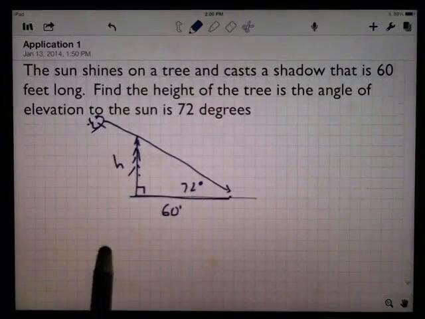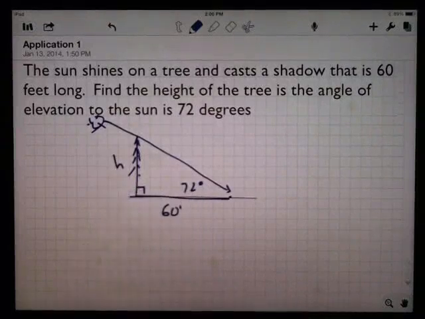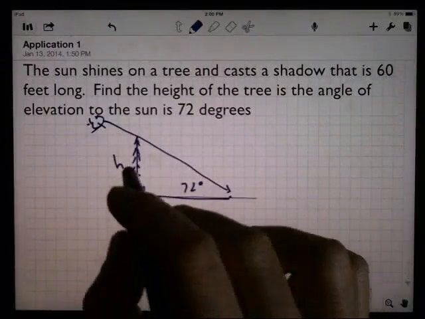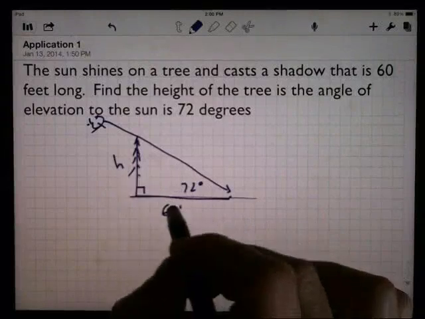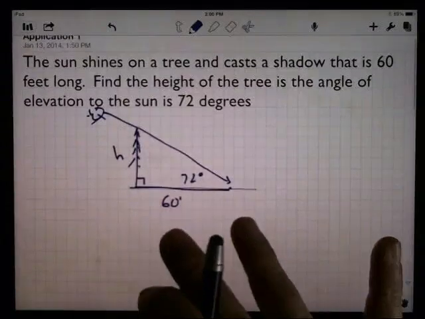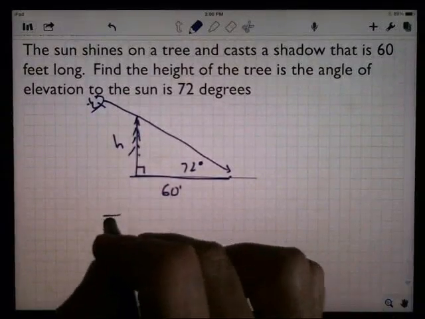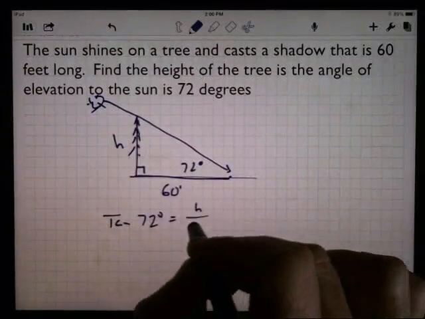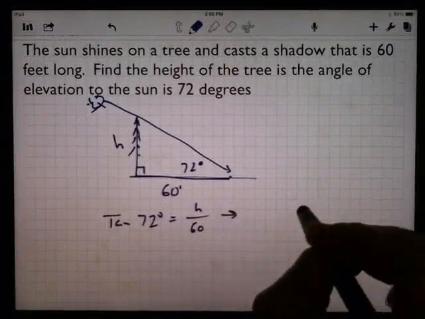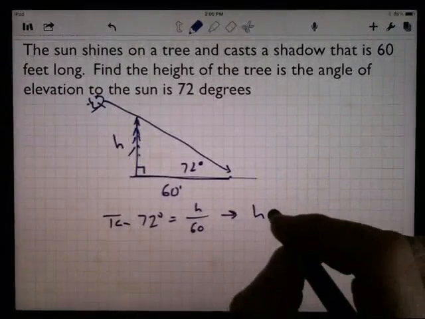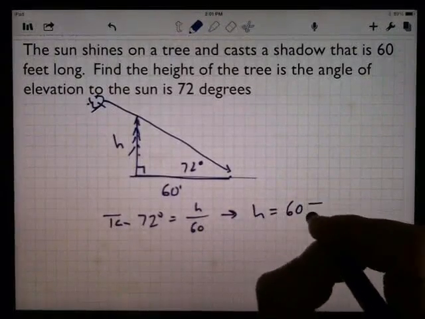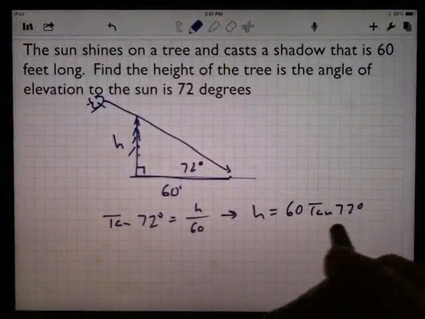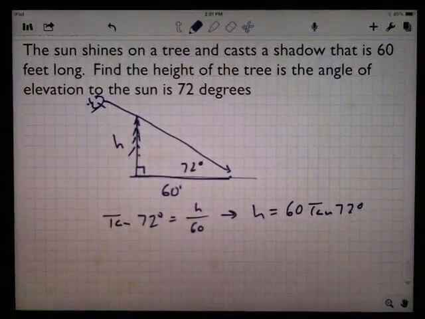What trig function are we talking? This looks to me like the tangent, the opposite and adjacent would make up the tangent. So what I have is the tangent of 72 degrees is h divided by 60. Solving for h by multiplying both sides by 60, I have h is 60 times the tangent of 72 degrees. Type that into my calculator.